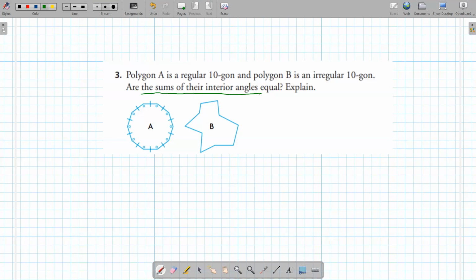The sum of the interior angles, because they're both 10-sided, right? N is 10. So if you were to use the formula for both of them, we would find that they're both n minus 2 times 180, and they'll both be 10 minus 2 times 180, whatever that is. So they are equal.